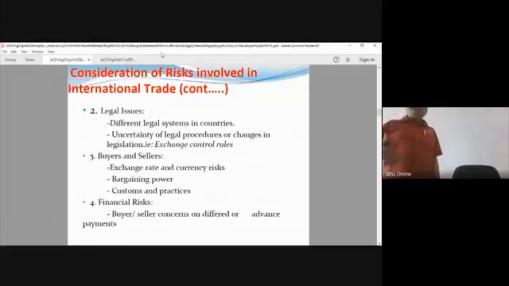For example, exchange control regulations. Even in Sri Lanka, we have relaxed it very much, right? Then buyers and sellers, exchange rate, currency risk, right? I don't want to explain all these things. Bargaining power. What do you mean by bargaining power? Asking for a discount. Yeah, bargaining means that.